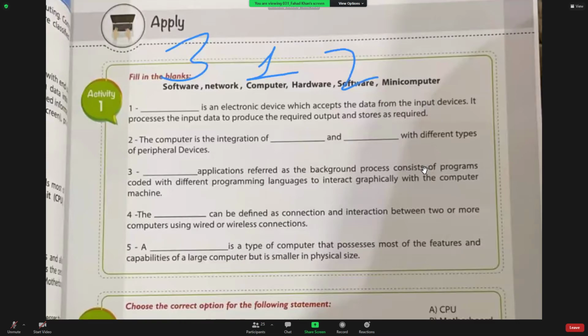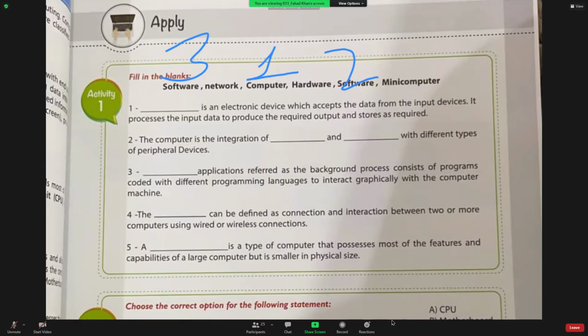Fourth question. Sir, how do I raise my hand? I think there's an option there, raise hand. There's an option in Zoom, raise hand. Yes, you can press on reactions, then raise your hand. I don't see any hand thing. Okay, no problem, guys.